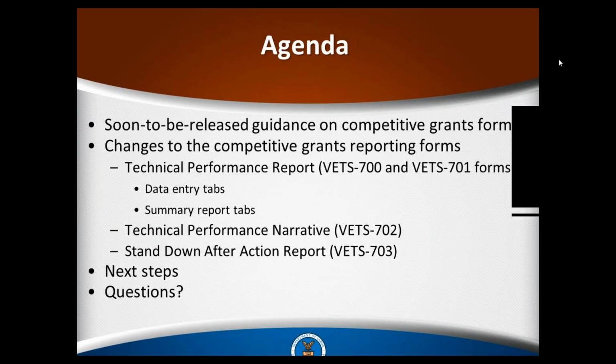Depending upon the indicators, if you get a yellow or red, that indicates that you have to complete a corrective action plan or provide additional information on the TPN itself. And we'll get into more detail on these forms later on. The final report that we have here is the stand down after action report.